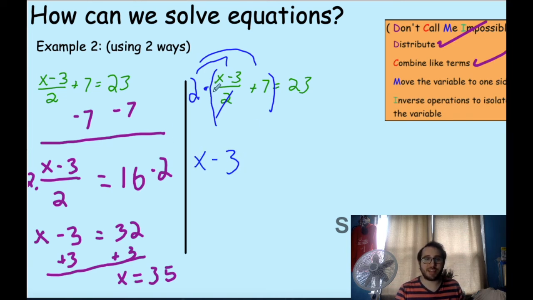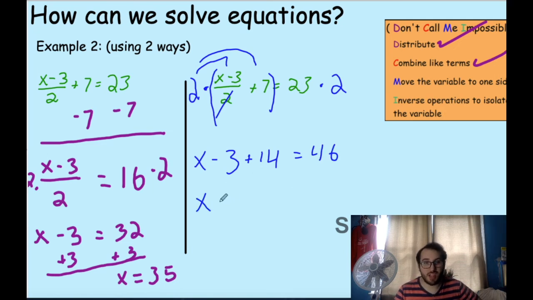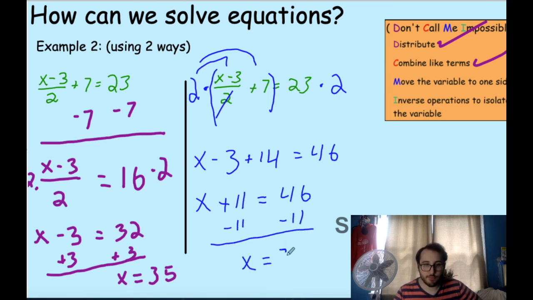Okay? 7 times 2 is 14. And that equals not 23, because remember, whatever you do to one side, you got to do to the other. 23 times 2 is 46. Combine like terms, so we got x, 14, 13, 12, 11, so that's 11. I want to get x by itself, subtract 11 on both sides. And I get x equals 35. Different method, got the same answer.